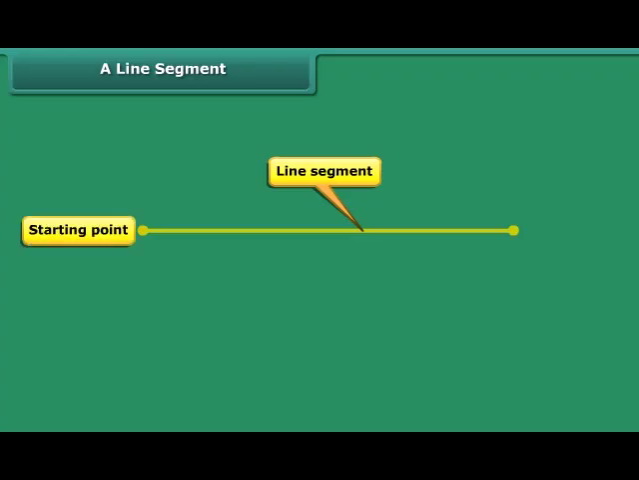The shortest distance between 2 points is known as a line segment. Starting and ending of a line segment are its end points. A line segment can be named by naming its end points. We can call this line segment AB or BA.